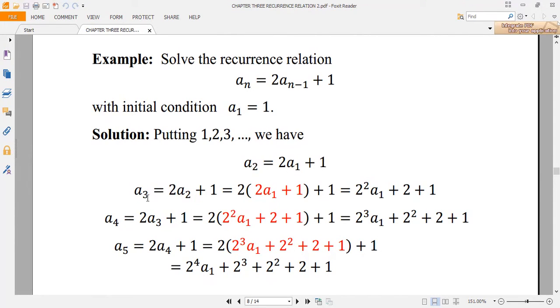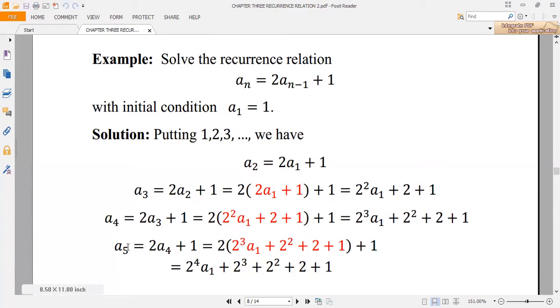So a3 will be 2a2 plus 1, but a2 is 2a1 plus 1. Substituting it, you will get this one to be 2 to the power of 2, a1 plus 2 plus 1. So a4 will be 2 a3 plus 1, which is equal to 2 times a3, is this one. So 2 times 2 to the power of 2, a1 plus 2 plus 1, plus 1, which is equal to 2 to the power of 3, a1 plus 2 to the power of 2 plus 2 plus 1.